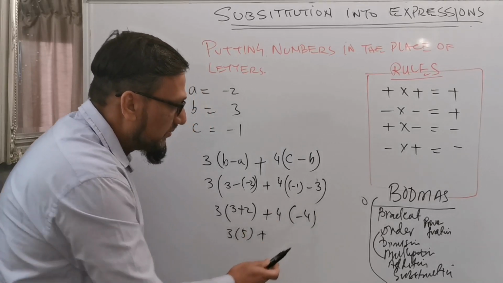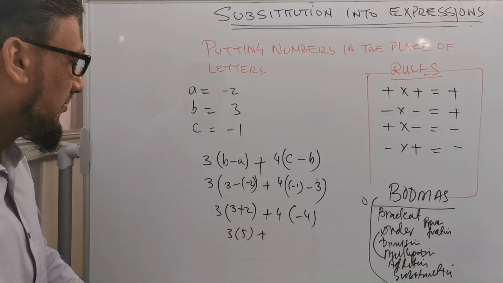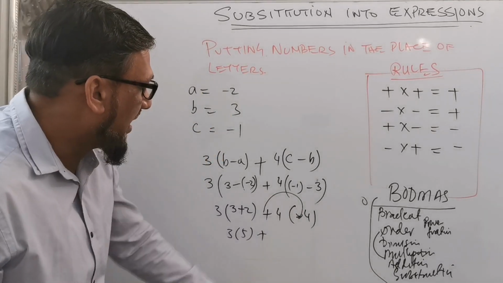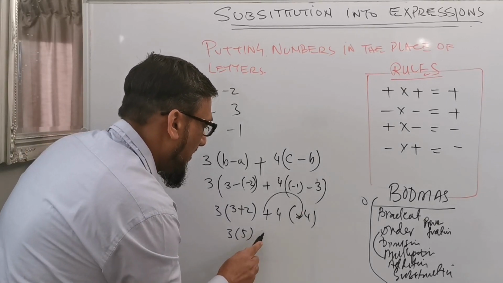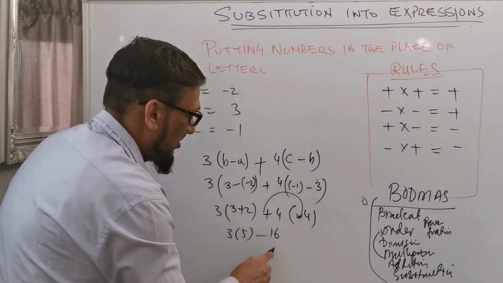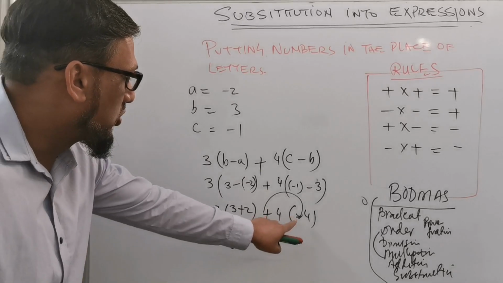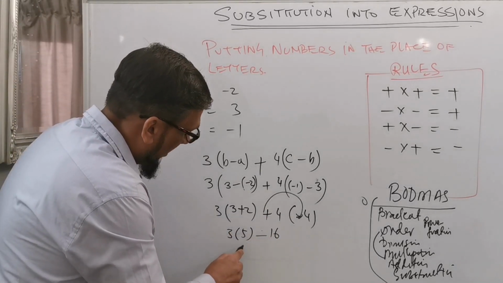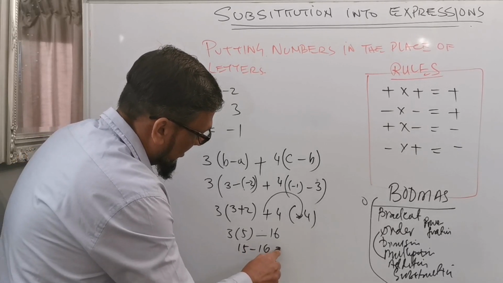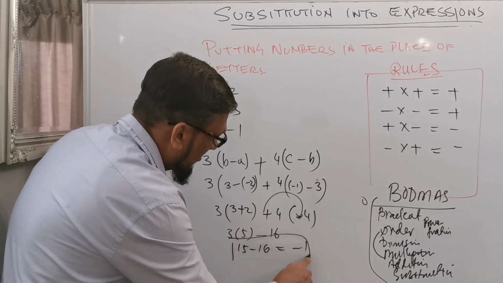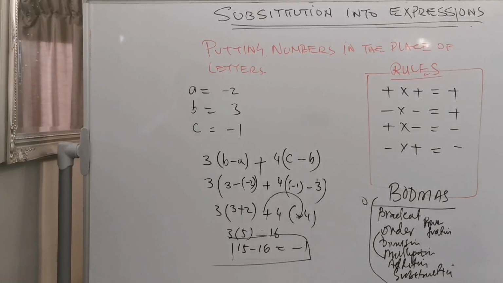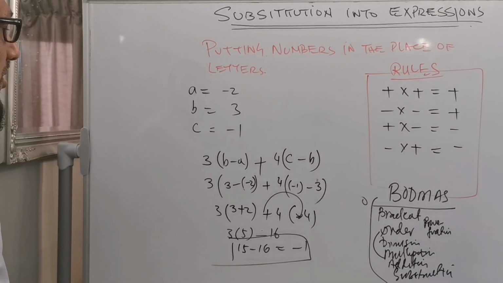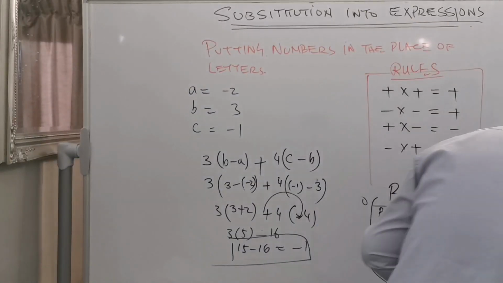4 times 4 is 16. But the sign is also times with this, so plus times minus is minus. So the sign will change to minus 16. So 3 times 5 is 15, take away 16. So the answer will be minus 1. So this is called substitution. Now I'm going to take one more example.